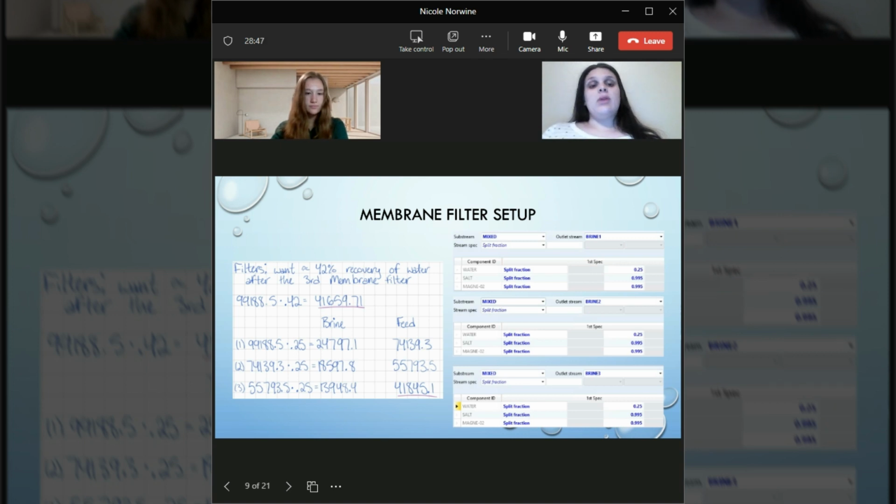Next is the membrane filter setup. We knew through research how much salt and magnesium chloride would be coming out with the brine stream, due to that just being the common ratio that's achievable through reverse osmosis, but we needed to figure out how much water was going to be coming out with each brine stream as well. We knew that after the three filters, about 42% of the water from the salt water would be recovered. So we figured about 25% of the water would need to come out with the brine stream as well, as you can see on the left hand side. And then we input that into Aspen, as you can see on the right hand side.